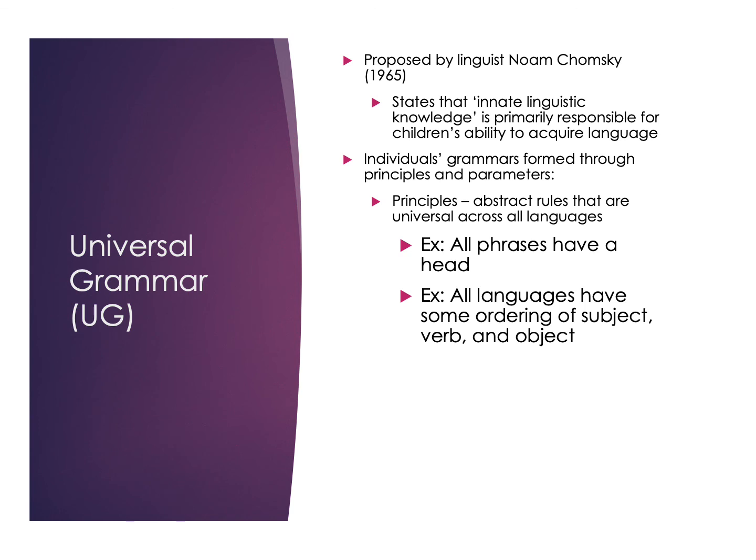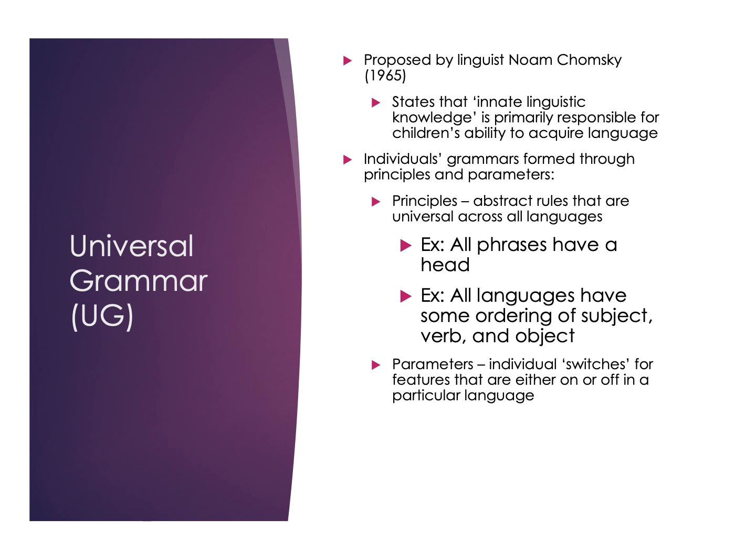So, for example, all phrases have a head. All languages have some sort of ordering of verb, object, and subject. So in English, for instance, in modern day English, we have subject and then verb and then object. In other languages, that order might be different, but all languages will have some ordering of it. So these principles are very broad, very abstract rules, whereas parameters would be the individual switches, so to speak.